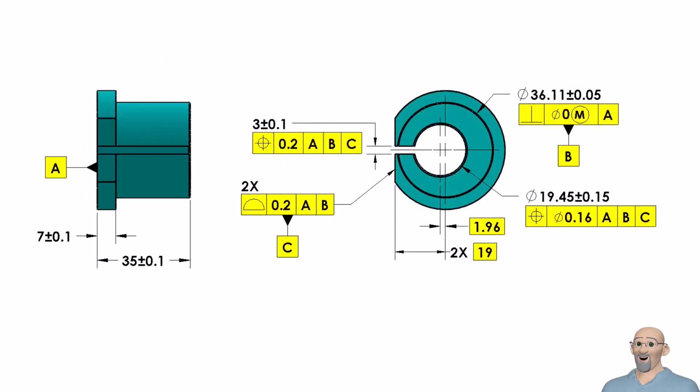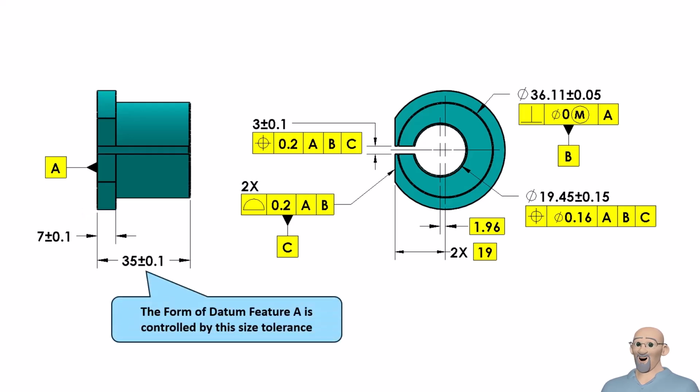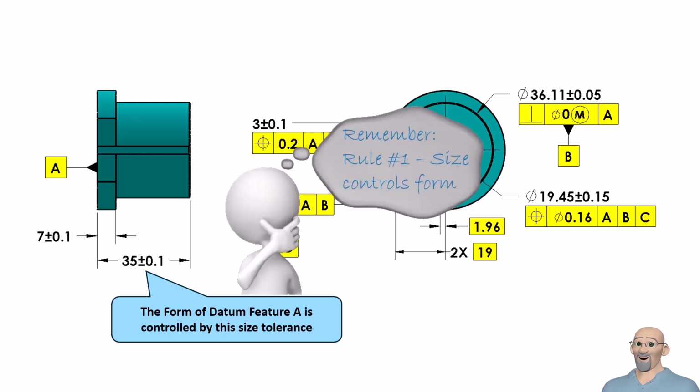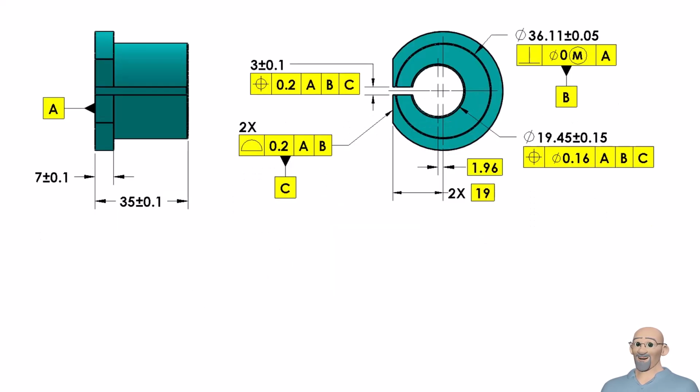Let's look at our first example. On this drawing, our primary datum feature A is this surface. The form, flatness, of datum feature A is controlled by the size tolerance of plus or minus 0.1 millimeters. Remember, because of rule number 1, size controls form. It is not necessary to add a flatness control unless there was a design requirement that the flatness be tighter than 0.2 millimeters. Next, we have our secondary datum feature B.